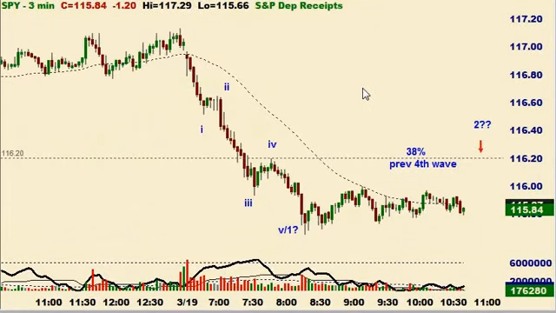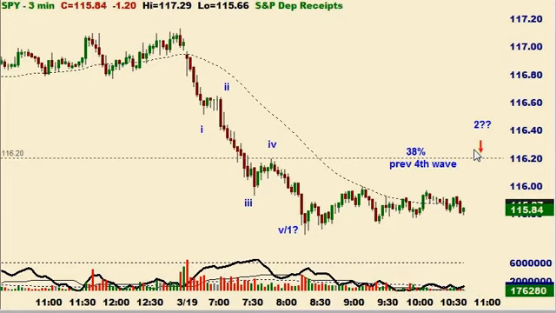And just a quick look at how I would look at the very short-term picture. Here's a 3-minute chart of the Spiders, and you can see I've labeled 5 waves down. The previous 4th wave comes in around 116.20. That's also a 38% retracement of the entire leg down. So this is not an unlikely target for a possible wave 2 rally to end on.